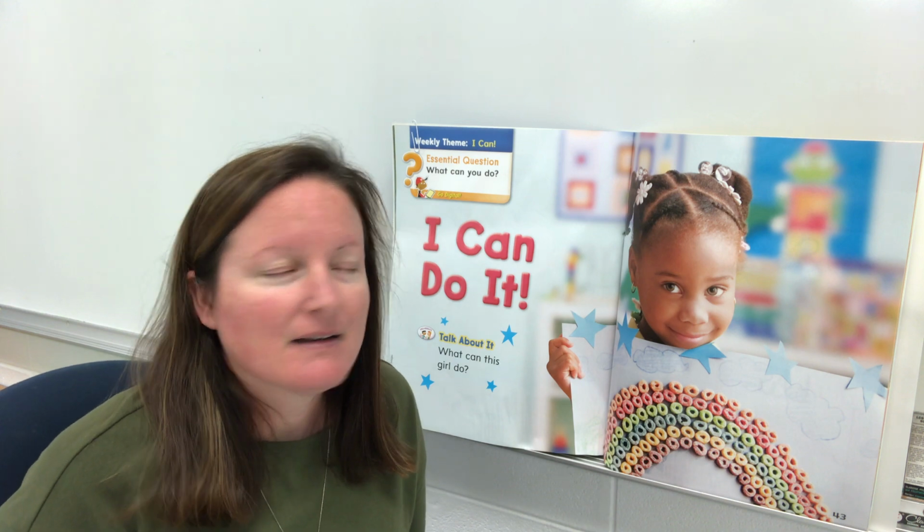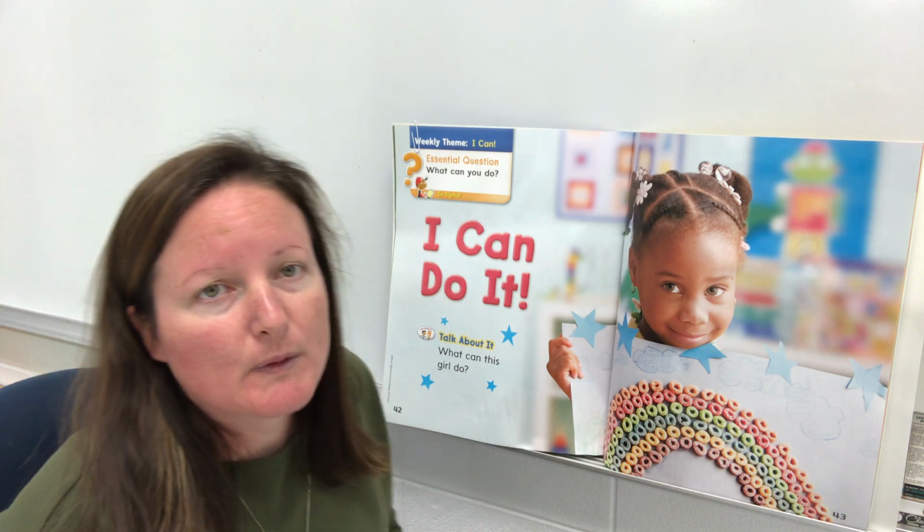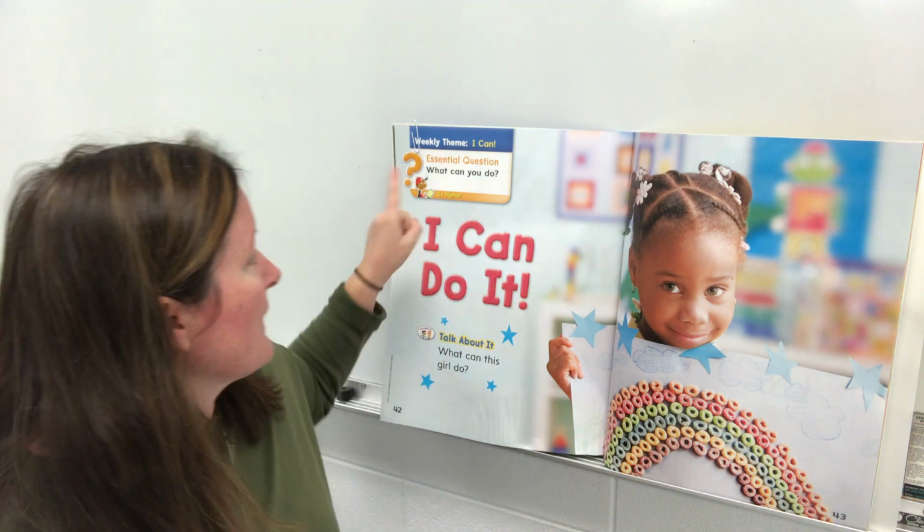It's time for reading. The essential question is, what can you do? Remember, when we read, we start at the left and we go across to the right. Now let's talk about this question. Now we know that there are things that you can do now that you're a big kid, now that you're 5 years old, that you could not do when you were a toddler.